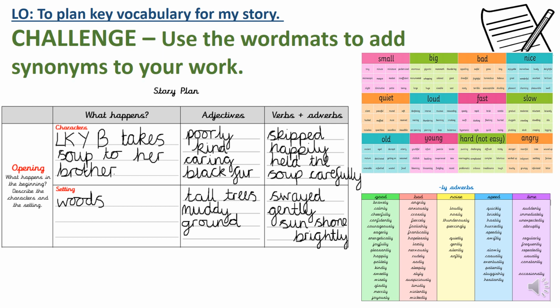She skipped happily. I think I can come up with a better word for happily. So I'll just put a nice neat line through that. And I can look at some words down here. So maybe she skipped cheerfully, eagerly, energetically, joyfully. Maybe it was merrily or joyously. I'm going to go for merrily. She skipped merrily through the woods.